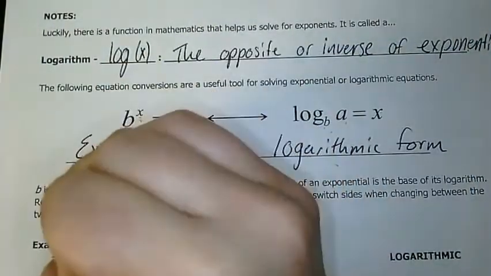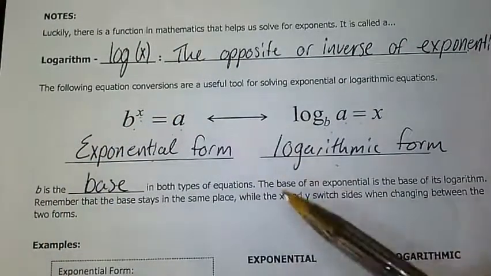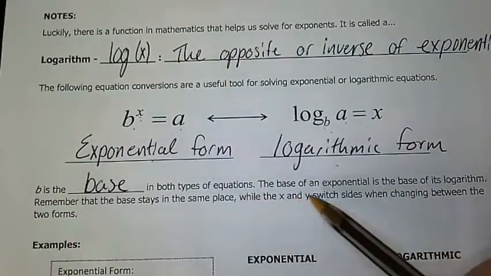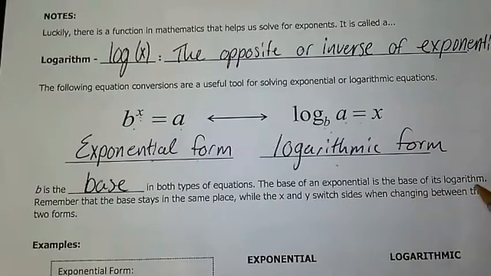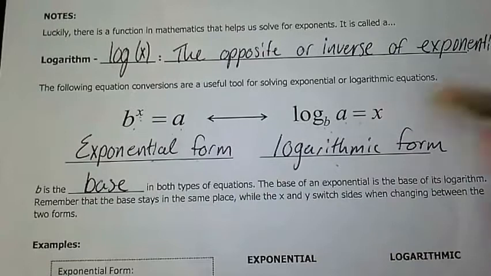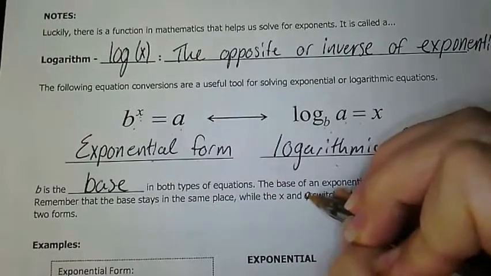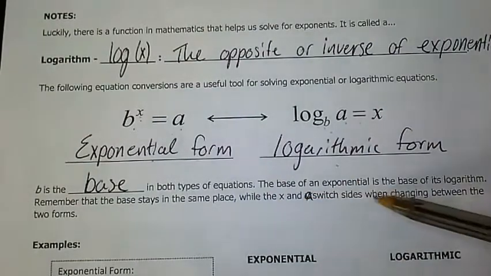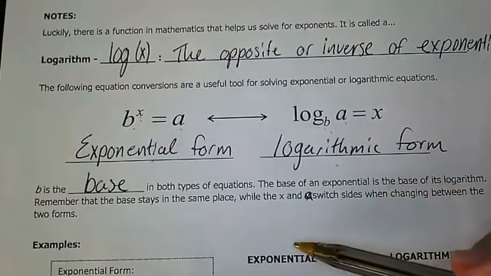B is the base in both types of equations. The base of an exponential is the base of its logarithm. Remember that the base stays in the same place while the x and a, sorry, that's a typo on my end, switch sides when changing between the two forms.